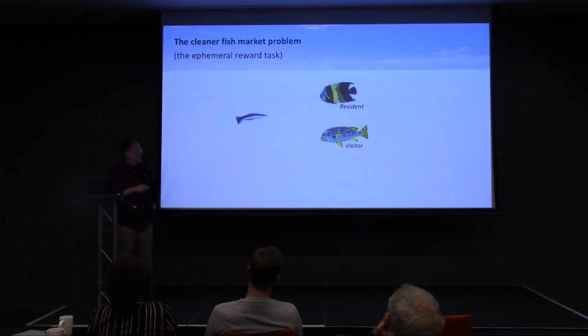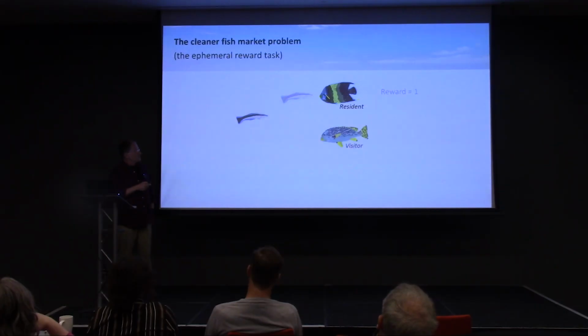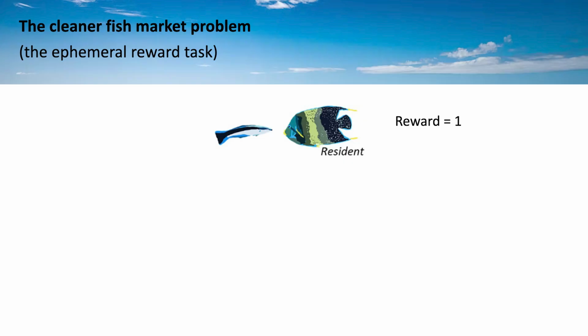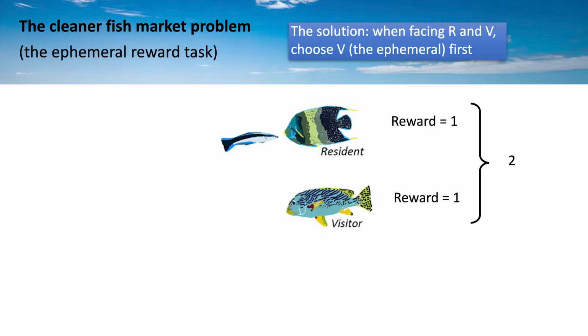another cleaning station. So the idea is that when a cleaner fish is faced with a resident and a visitor simultaneously, if you go to the resident, it will get a reward, but the visitor may go to another place. For the modeling, just say that every time they remove a parasite, it's 1, and they're all equal to make it simple. But if it chooses to go to the visitor first, then the resident could wait and it will get 1 and another 1, and together it will get 2. So the solution for the market problem is that when facing a resident and a visitor, choose the visitor, the ephemeral reward, first.